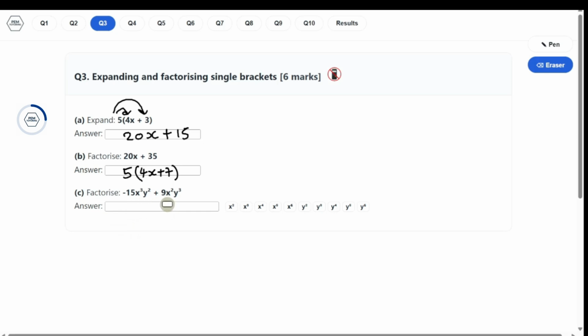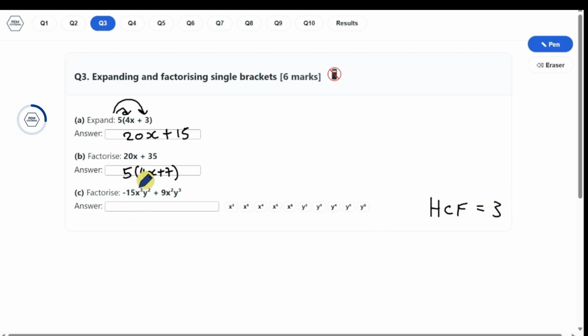plus 9x squared y cubed. So for the coefficients, we have minus 15 and 9, and the highest common factor for those two is going to be 3. So if we just write that here, HCF equals 3. So we can have 3 outside our brackets.